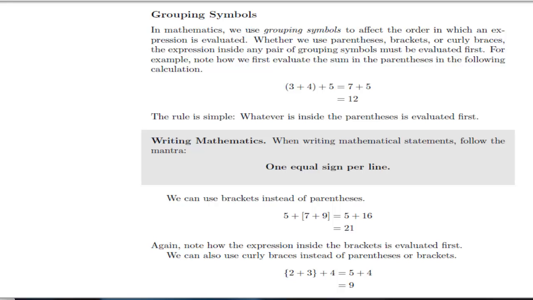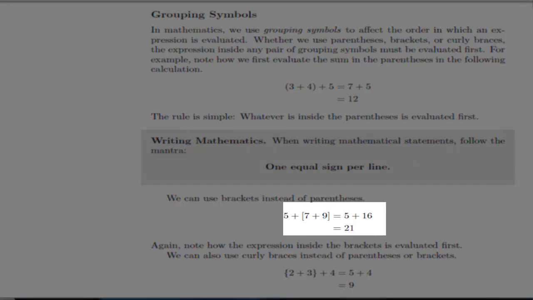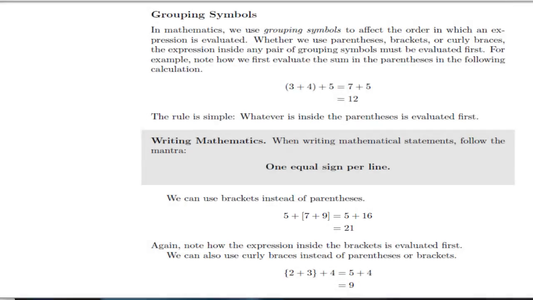Note, when writing mathematical statements, follow the mantra, one equal sign per line. This will make it much easier to follow your work. We can use brackets instead of parentheses, like in the following example. Add 7 to 9 to get 16, and then 5 to 16 to get 21. Again, note how the expression inside the brackets is evaluated first.